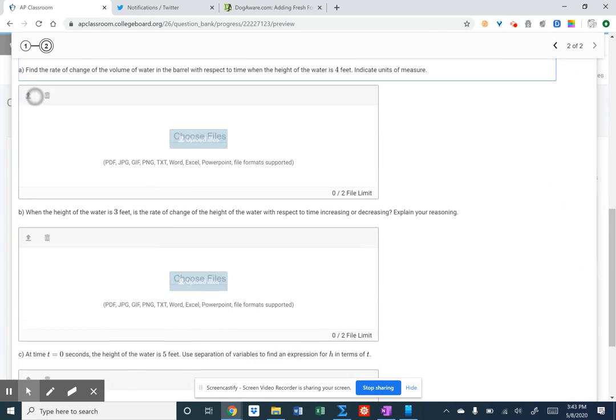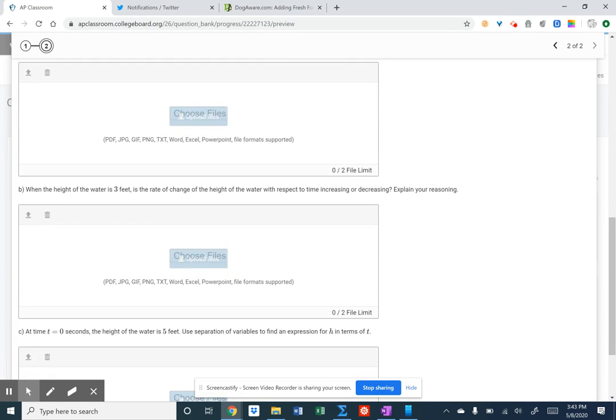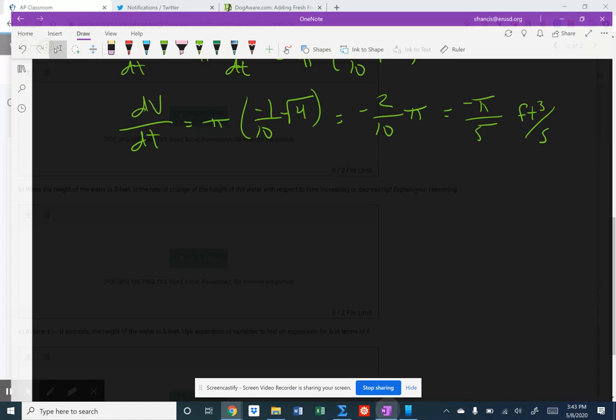This is me trying to play a little bit with something. But when you read this, it says when the height of the water is 3 feet, is the rate of change of the height of the water with respect to time increasing or decreasing? A lot of you answered this as to whether h was increasing, and it's not asking us that. It's asking us if h prime is increasing when h is equal to 3. Okay, increasing or decreasing.